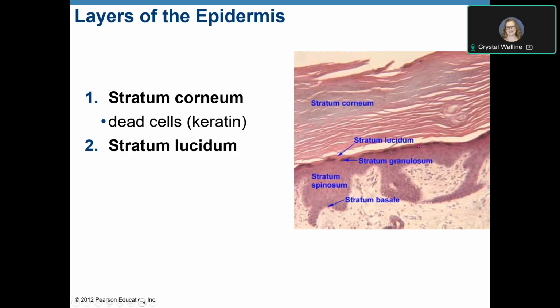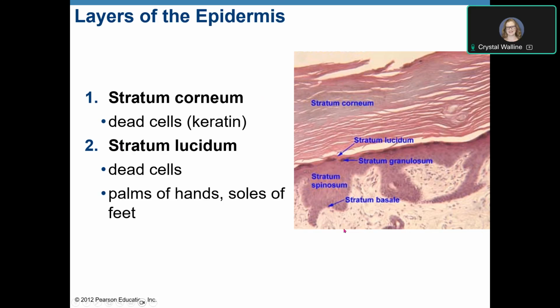The second layer is a very thin layer, and this is the layer that you only find in thick skin. This layer is completely absent in thin skin. It's the stratum lucidum. It's also composed of completely dead cells. Again, since it's found in thick skin only, you only have this layer on the palms of your hands and the soles of your feet.